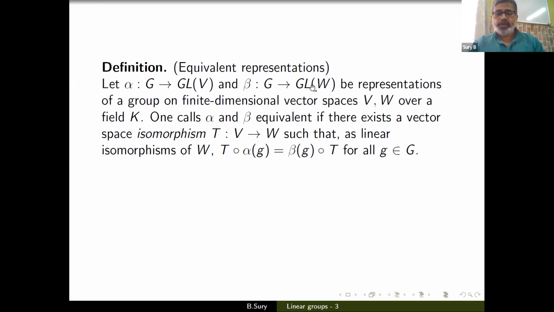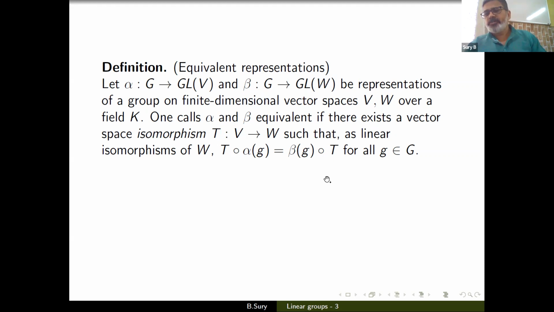Take two representations alpha and beta on vector spaces V and W, because everything is finite dimensional. Okay? We can talk about infinite dimensional representation theory, which we don't do now. But once we know finite dimensional representations well enough, then we can see what things we can say about infinite dimensional ones, which I don't do in today's talk. So let's say alpha and beta are equivalent.